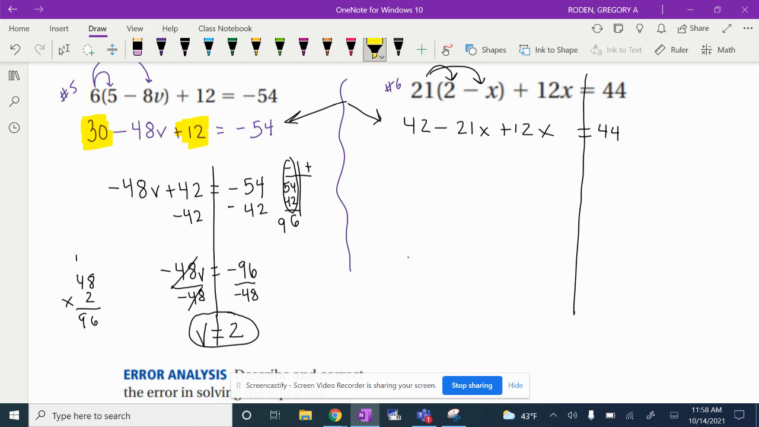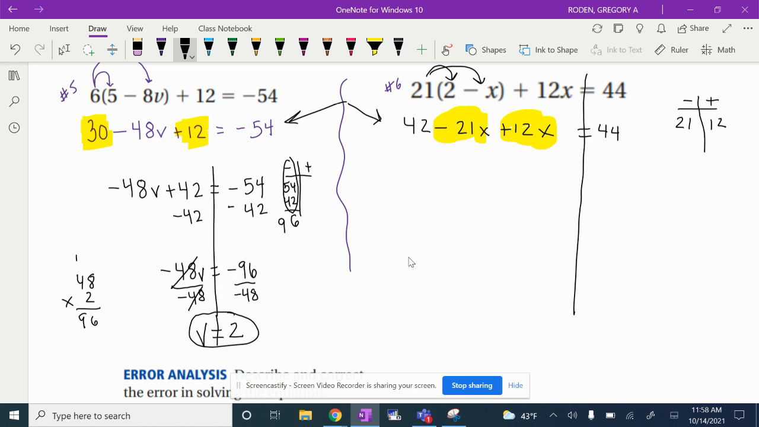Now, we can combine like terms. So I have my x's. I have negative 21x, and I have a positive 12x. So I'm going to go over here and do a little chart. I like the chart so I don't mess up my negatives and positives. 21 is negative, and 12 is positive, so I'll put the 12 on the positive side.